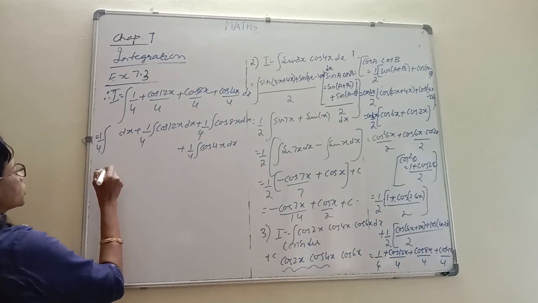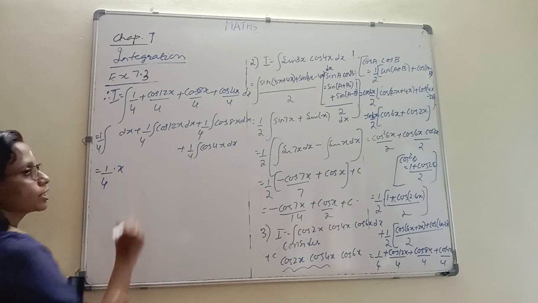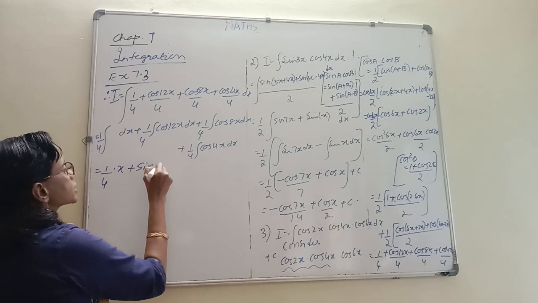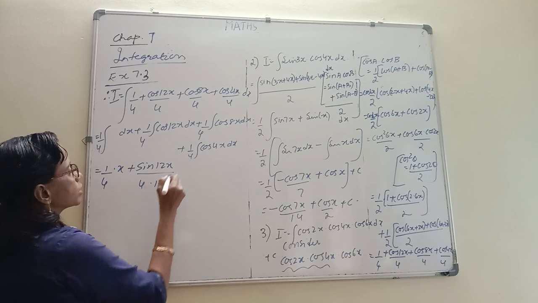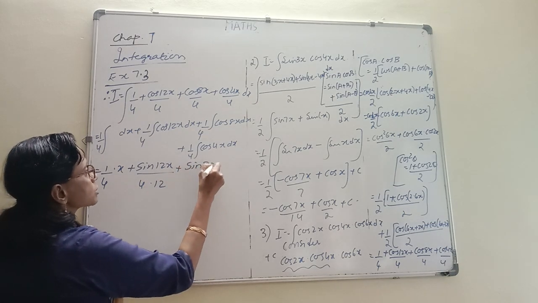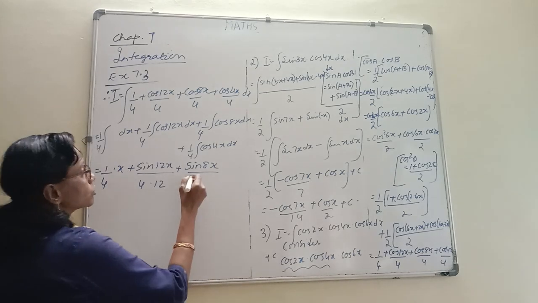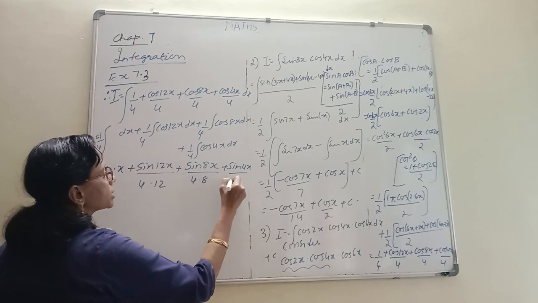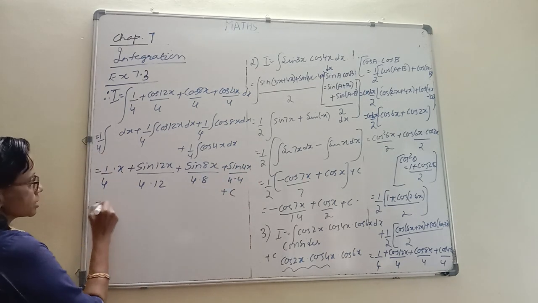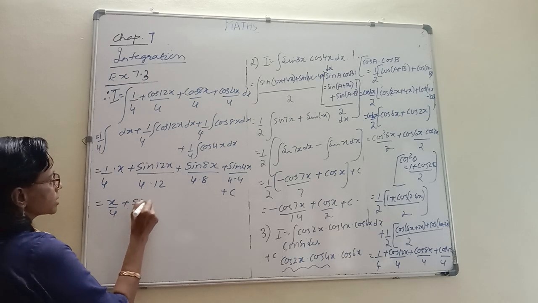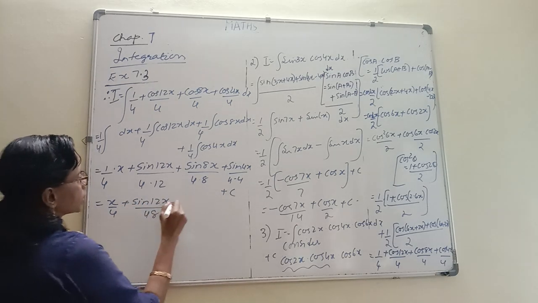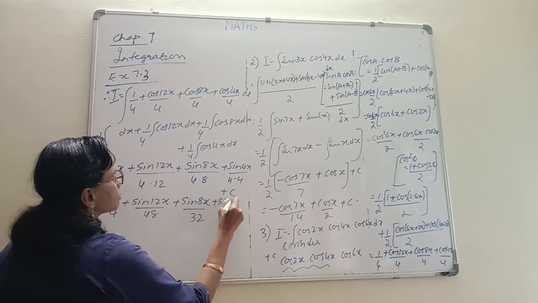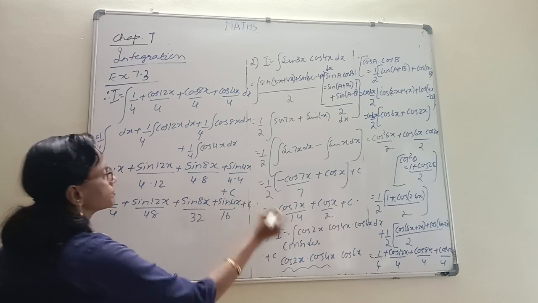So this is going to be 1 over 4 times x. The integral of dx we all know is x. Also for cos 12x, we know the integral is sine 12x; 4 is already there and 12 is the integral coefficient. Then sine 8x for cos 8x; 4 is already there, and 8 comes as the integral coefficient. Now this is sine 4x; 4 is already there, 4 is coming, plus c. So let's write this: x over 4, sine 12x over 48, then sine 8x over 32, sine 4x over 16, plus c.